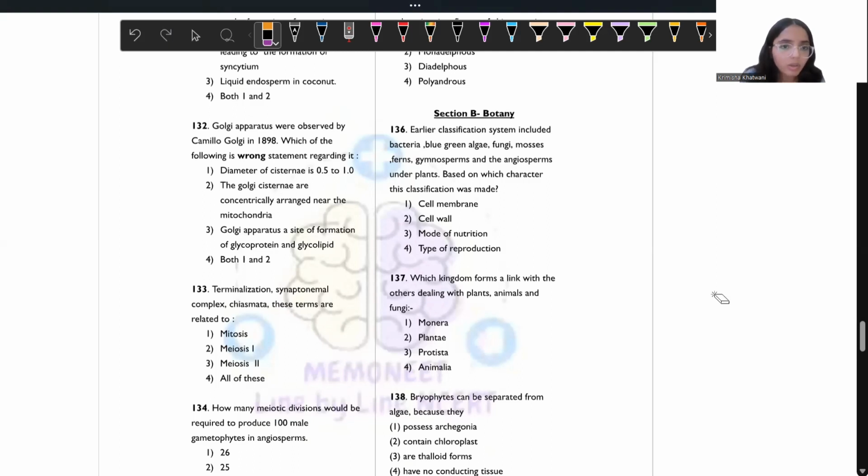Golgi apparatus was observed by Camillo Golgi in 1898. Which of the following is a wrong statement regarding it? Diameter of cistern is 0.5 to 1.0. Golgi cisternae are concentrically arranged near the nucleus. Golgi apparatus is the site of formation of glycoproteins and glycolipids.